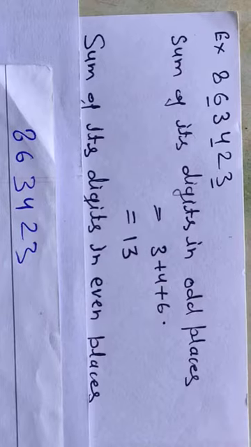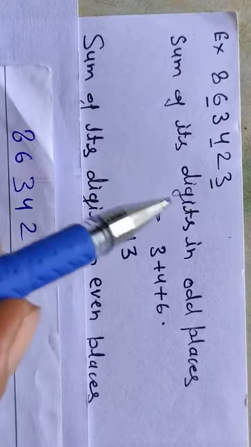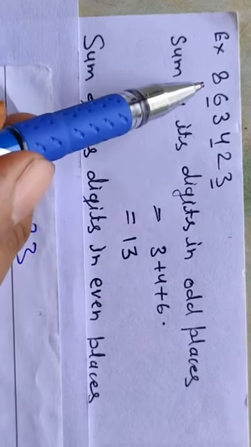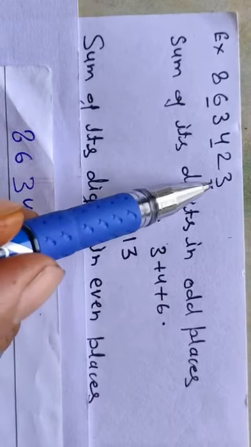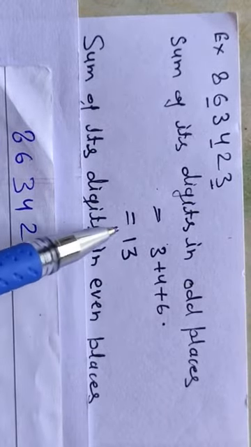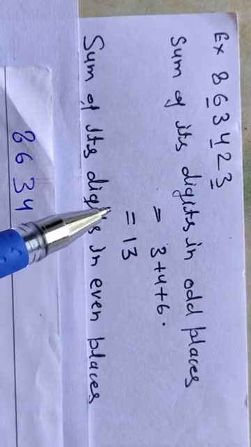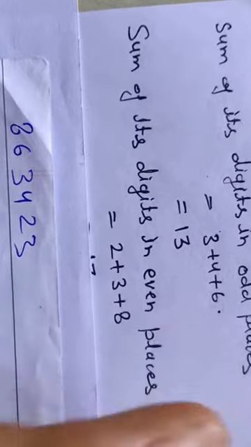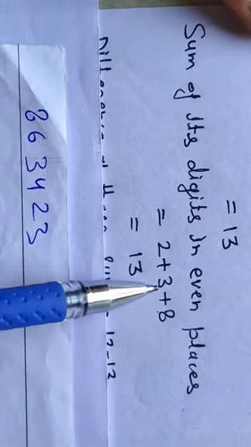Okay, and another example, the number is 863423. So 1st, 3rd, 5th are odd place digits: 3, 4, 6. First we will find the sum of its digits in odd places, that is 3, 4, 6. So 3 plus 4 plus 6 is equal to 13. Now we will find the sum of its digits in even places, and the digits are 2, 3, 8. The sum is 2 plus 3 plus 8, it is equal to 13.